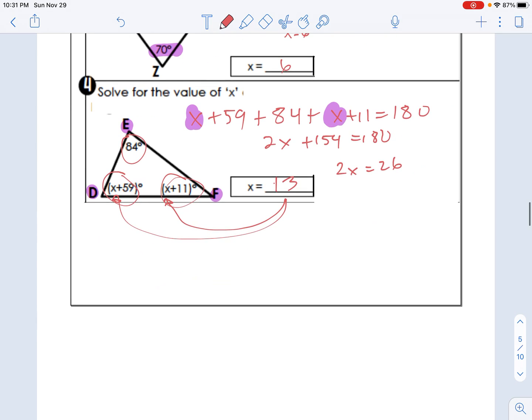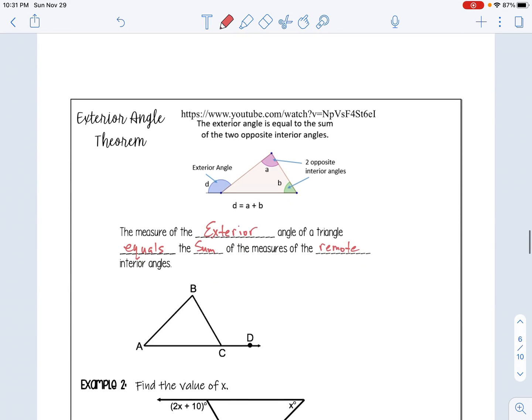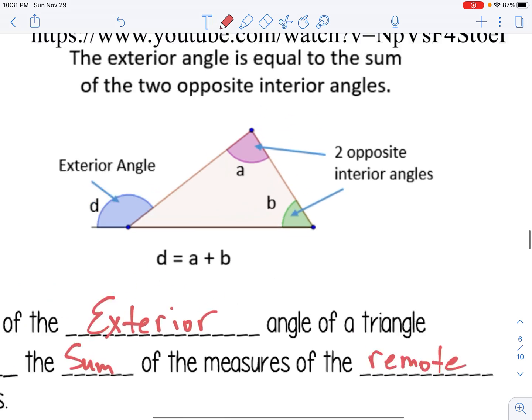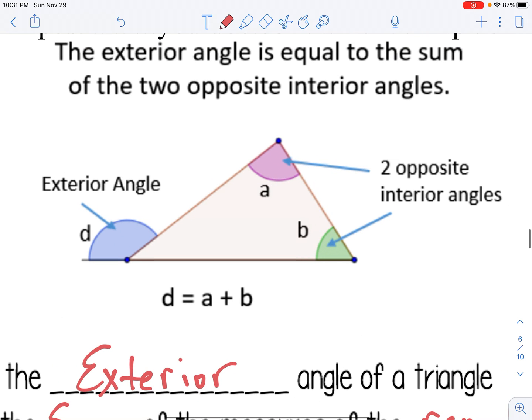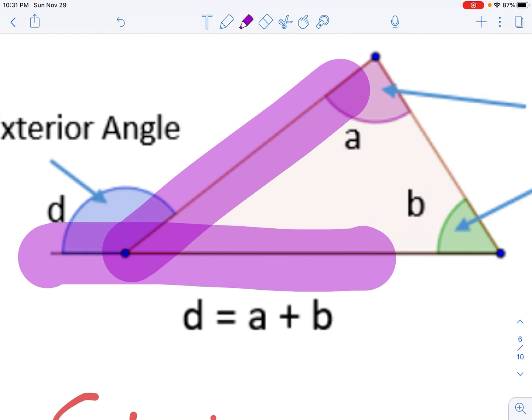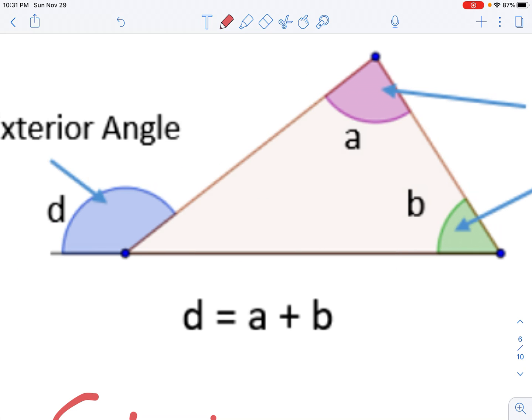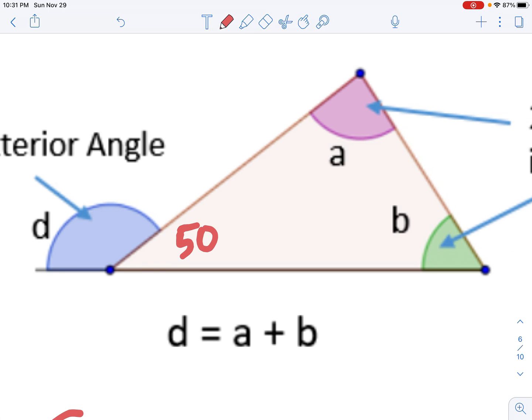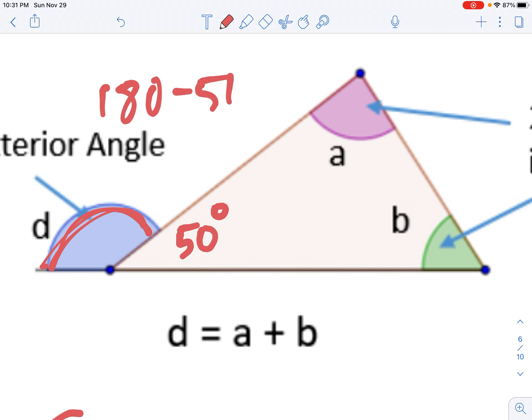Now, when we go to what we call the exterior angle theorem, we have this, that's a linear pair. So if I know this angle, let's say this angle was 50 degrees, and it asks us to find the outside angle, we would just take 180 and subtract off 50. We would get that the outside angle is 130 degrees.